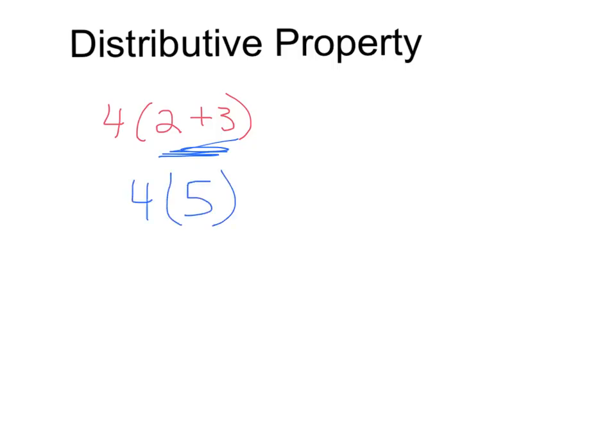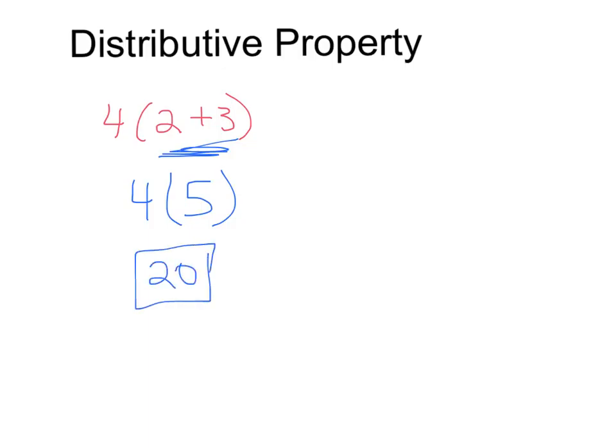Now let's review the distributive property. A quick example will show you how this works. Let's say you had 4 times (2 plus 3). Order of operations will tell you to first add inside the parentheses, which is 2 plus 3 is 5. And then you multiply. 4 times 5 is 20.